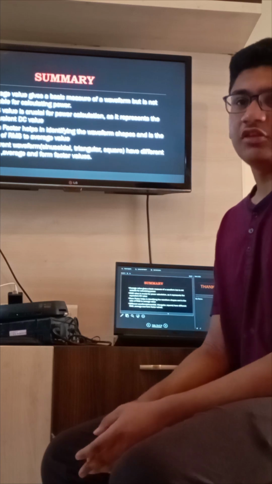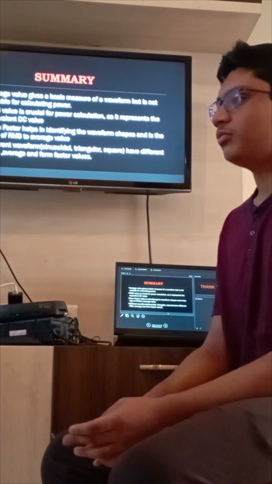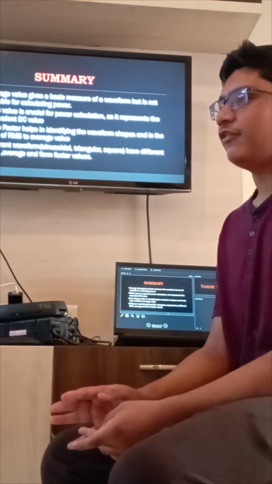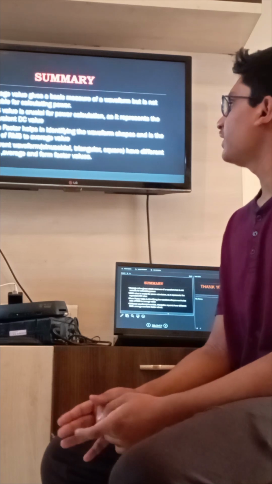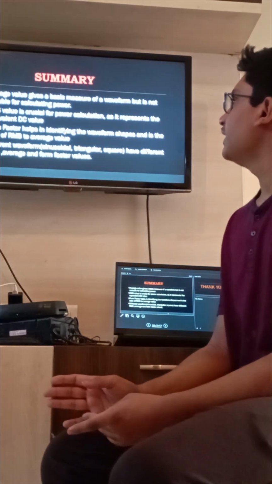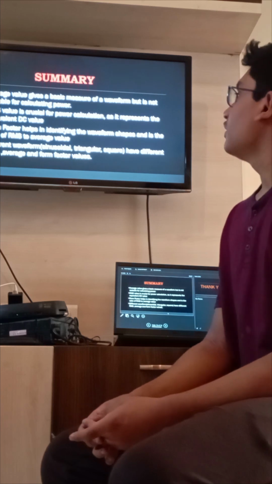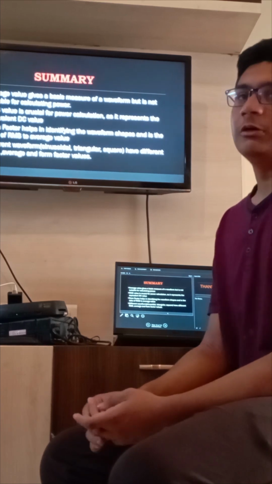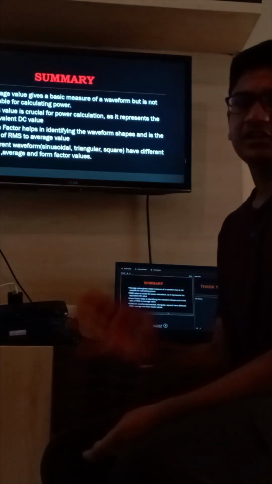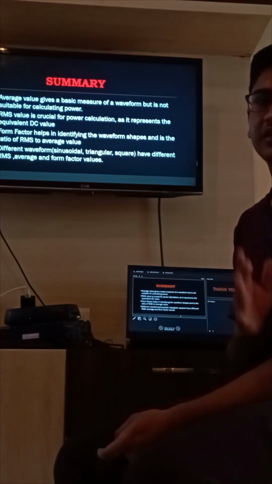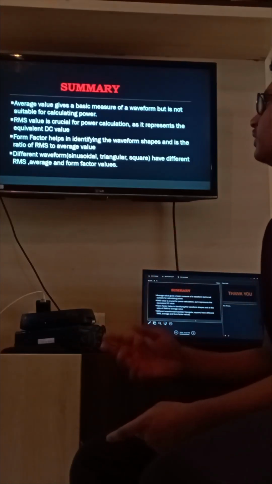Now we have reached the end of our slideshow. We have understood what average, RMS and form factor are, and let me give you a summary. Average value gives a basic measure of the waveform, but it is not useful for calculating power.